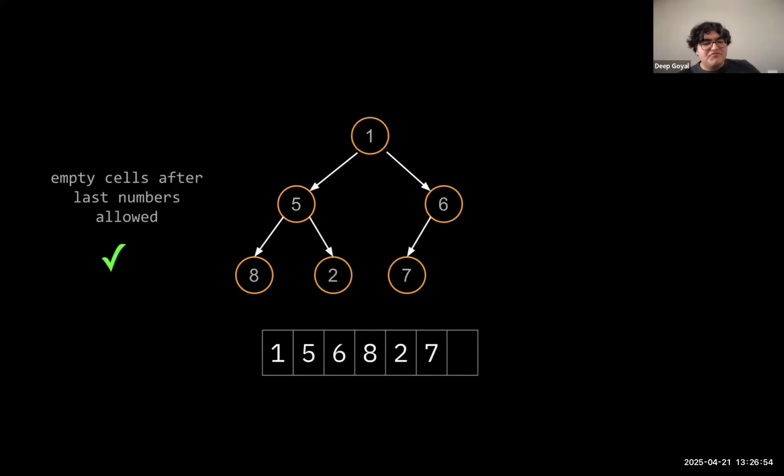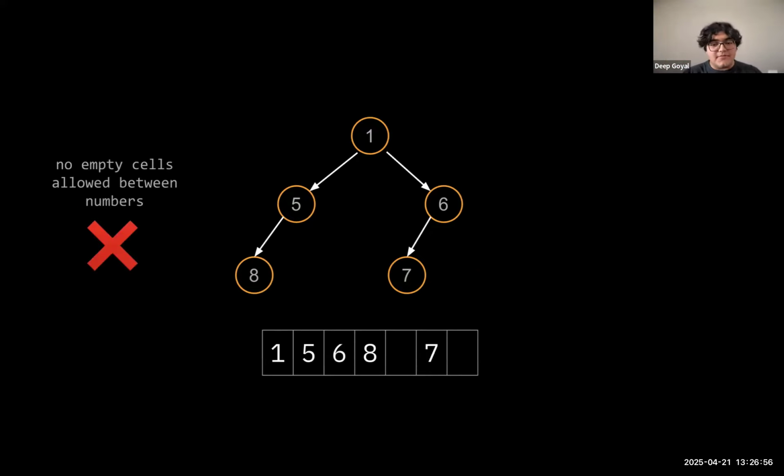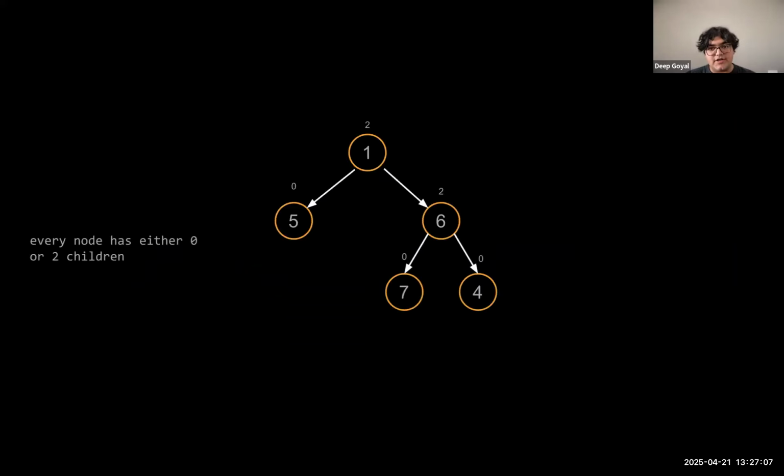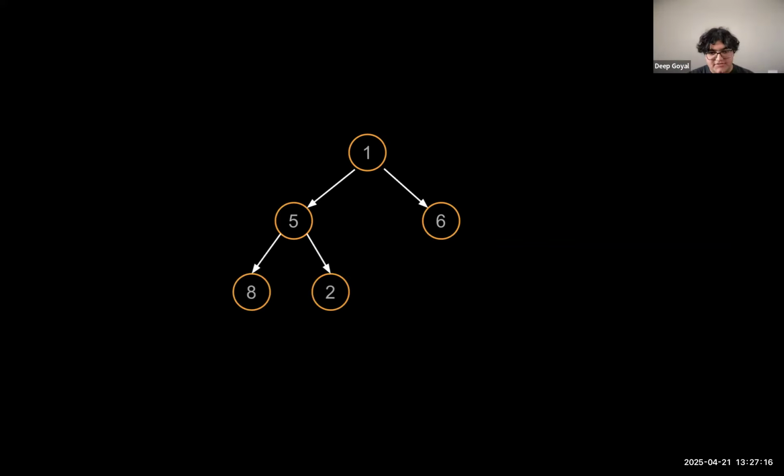And let's say 2 was missing here. In this case, this is not a complete binary tree because when you flatten it out, there's an empty cell between 8 and 7, right? So that's not complete. Full binary trees, on the other hand, just have either 0 or 2 children at every node level, right? This is a full binary tree. This is a full binary tree. That's all you need to know.